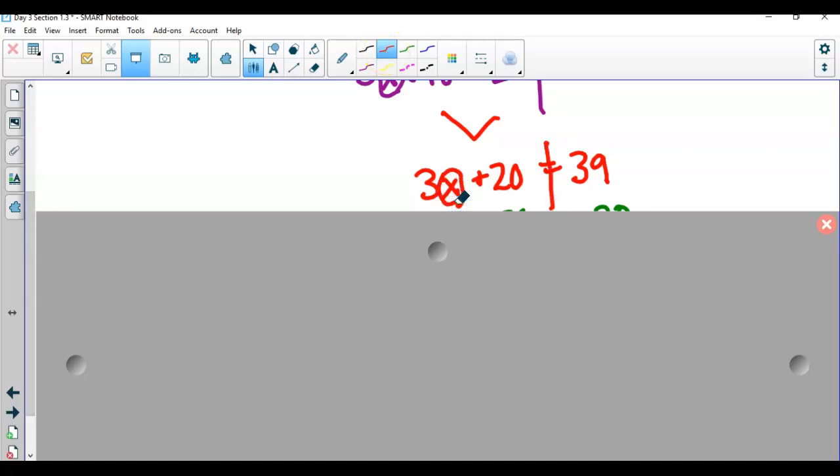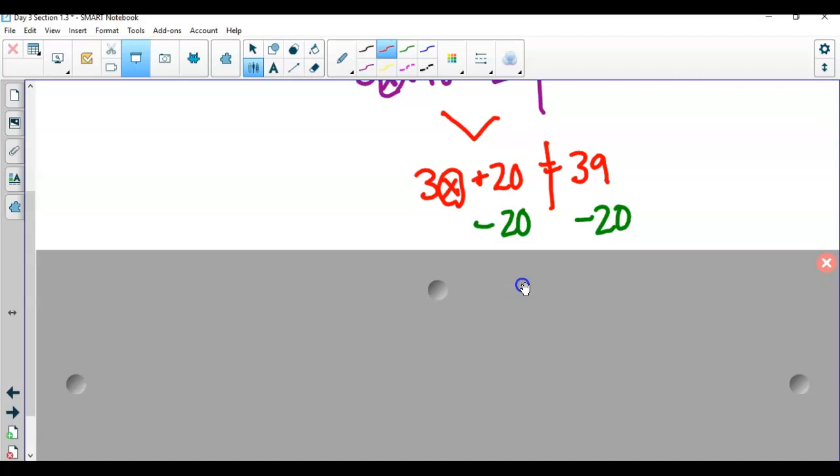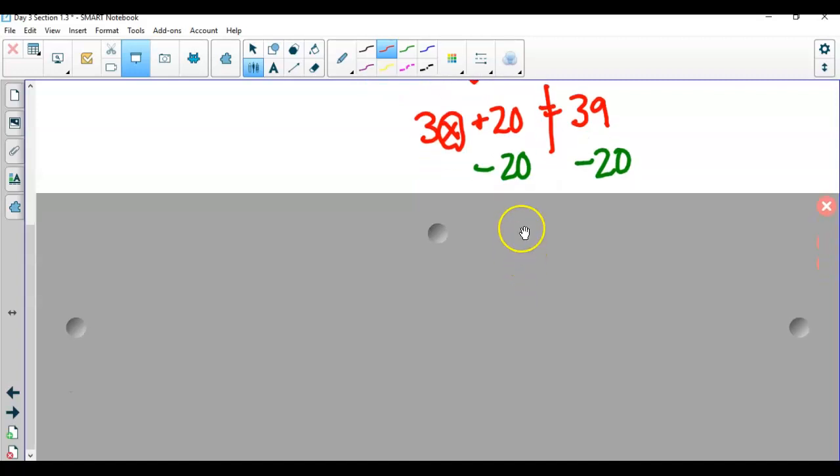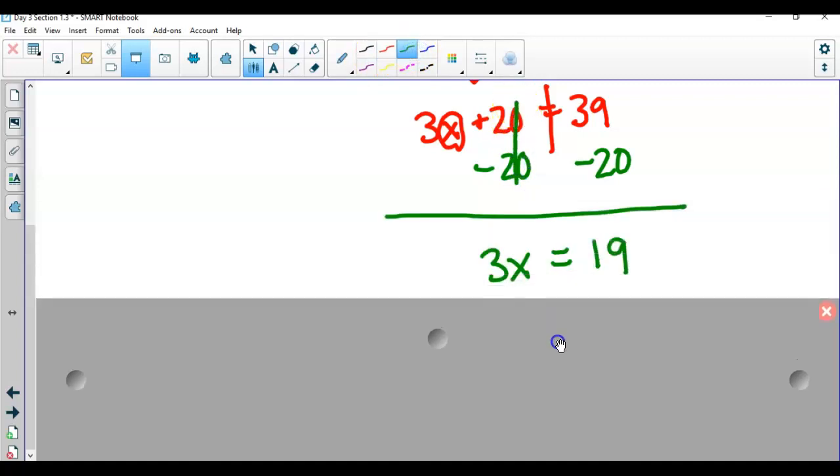I want to get rid of that 20 and that 3, and I want to get them to the other side of the equal sign. So I'm going to start with that addition of 20. The opposite operation of addition of 20 is subtraction of 20. So I do that to both sides. That cancels out right there, and now I'm left with 3x is equal to 19.